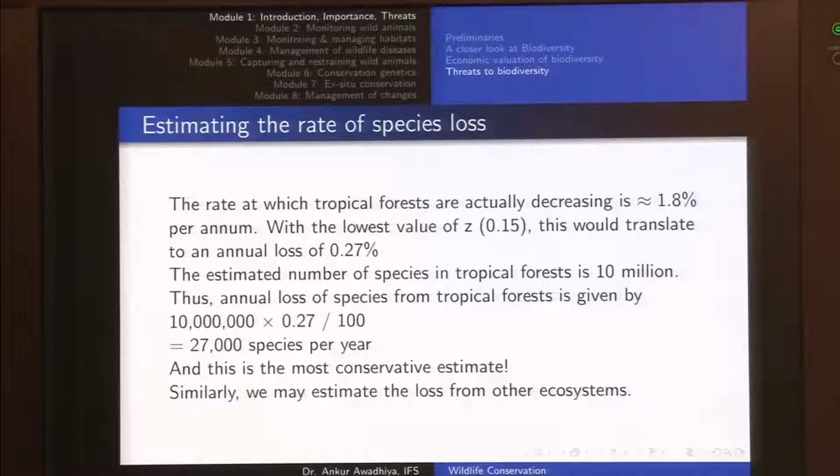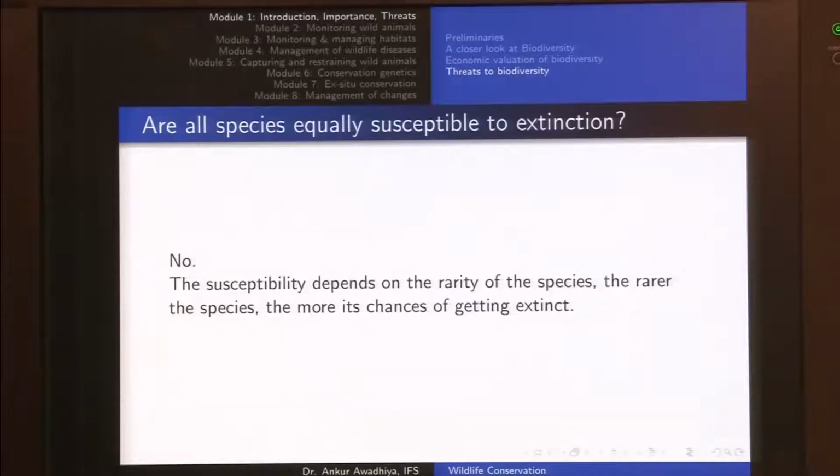Now, the next question arises: given that we are losing these 27,000 species, are all the species that are found in the tropical forest at an equal risk, or are they at different risk? So, are all the species equally susceptible to extinction? And the answer is no. The susceptibility depends on the rarity of the species. The rarer the species, the more is its chance of getting extinct.